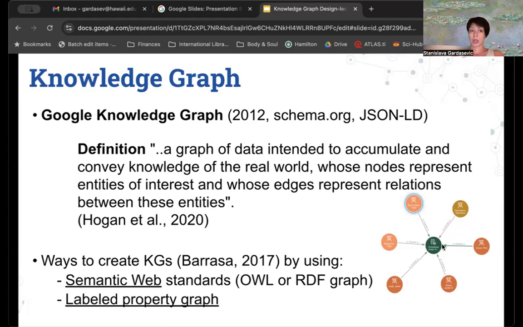I'm not sure how much of this you have covered in your lecture so far, but there are several ways to express these graphs, and one is through the semantic web standards, such as OWL, such as RDF, and another one is as a so-called labeled property graph, whereas my research is more of the second.